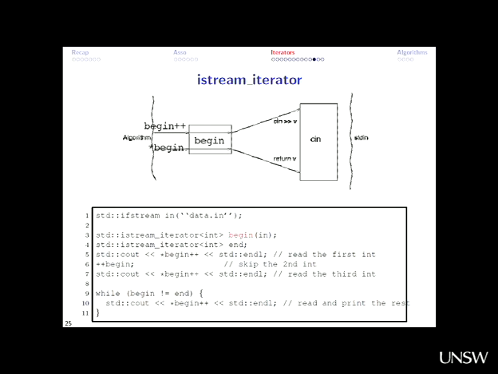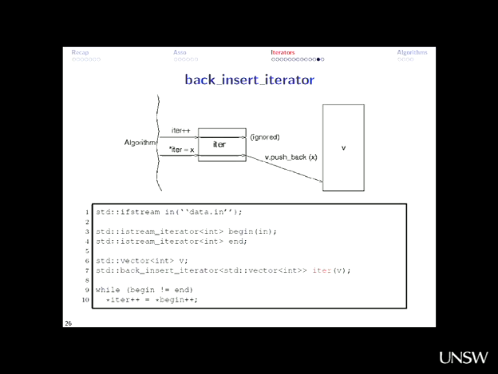So that's an input stream iterator. It's looping over an input stream. The back insert iterator allows us to insert things at the back of a collection. So we can do this. We create an input stream, again, over this file. Create these iterators over that file. This is the same as the previous slide.